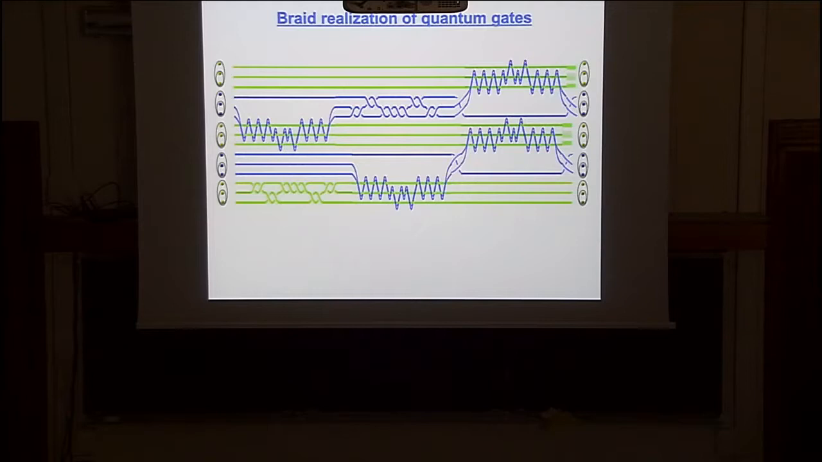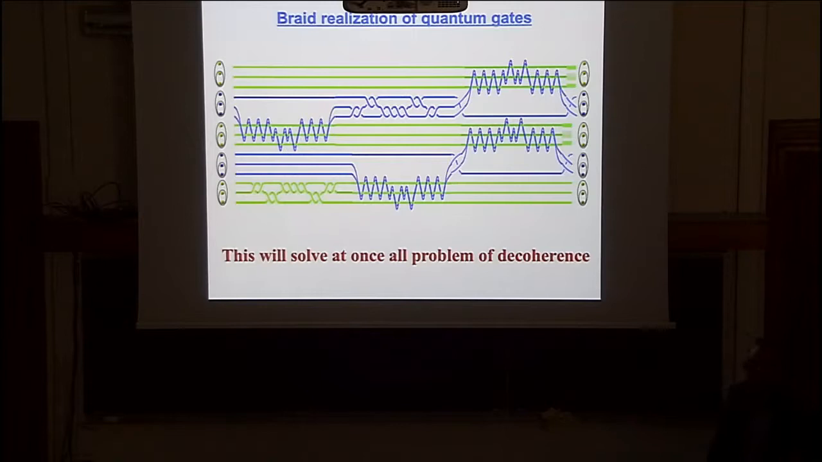Okay? So this was the idea. And if this can be implemented, you see, this will solve all the problems that affect quantum computation, which is decoherence, at once. Because we have solved it not at the level of software, as has been all previous design of quantum computation, but really at the level of hardware. Because braids, in order to break, you need to break the topology.